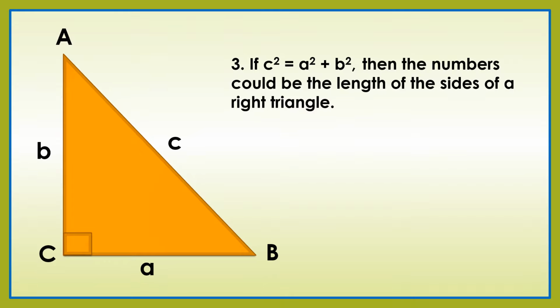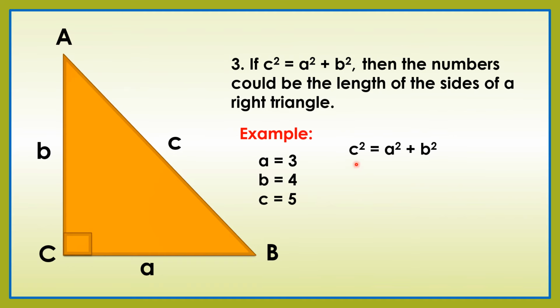Let's have here the third condition. If c squared is equal to a squared plus b squared, then the numbers could be the length of the sides of a right triangle. So, given ang figure sa left side, let's say ang a natin ay 3, ang b natin ay 4, at ang c natin ay 5.